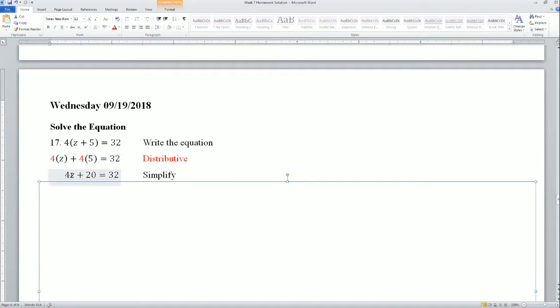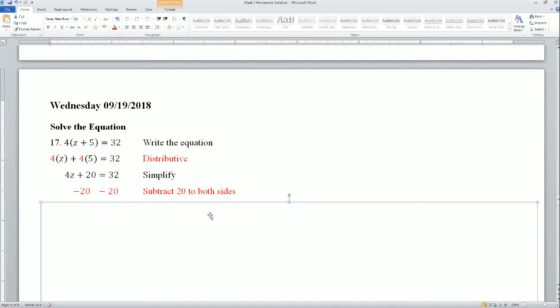4 times z is 4z. 4 times 5 is 20. Right hand side stays the same as 32. Now it becomes like a Tuesday problem. Multiple step equation. You're trying to get rid of the most outward thing first, which is the plus 20. So you're going to subtract 20 from both sides.